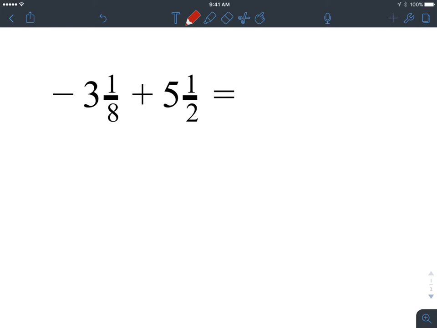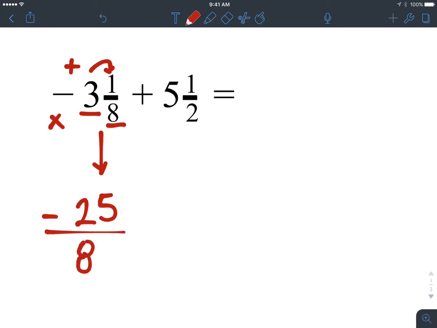First thing we're going to need to do is turn both of them into improper fractions. We want to get rid of the whole number. So in order to do that, take the denominator, multiply it by the whole number, and then add it to the numerator. So 8 times 3 gives me 24, plus 1 gives me 25, so 25 over 8, plus 2 times 5 is 10, plus 1 is 11, so 11 over 2.